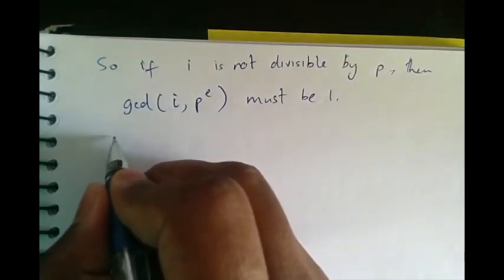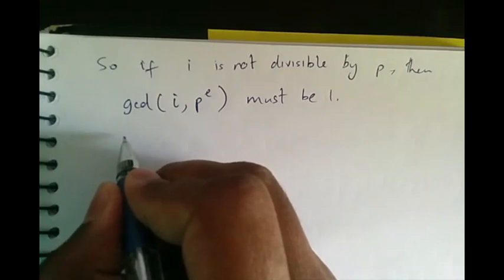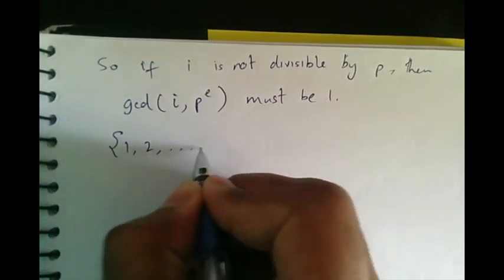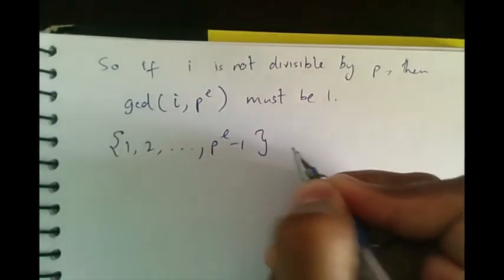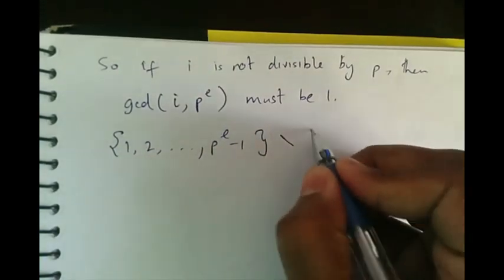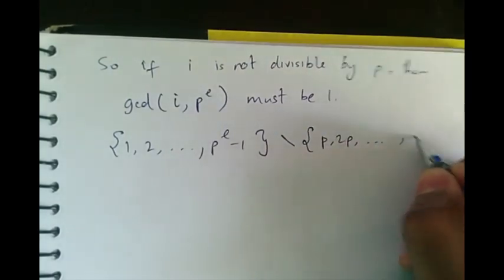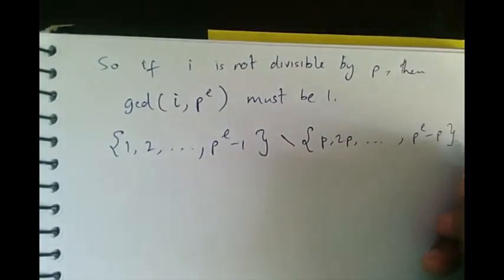So we need to count how many of these multiples there are, and remove them from this set. So we need to look at this set here: 1, 2, up to p to the e minus 1. This is the largest set. From this I want to do a set minus of all multiples of p: p up to p to the e minus p.